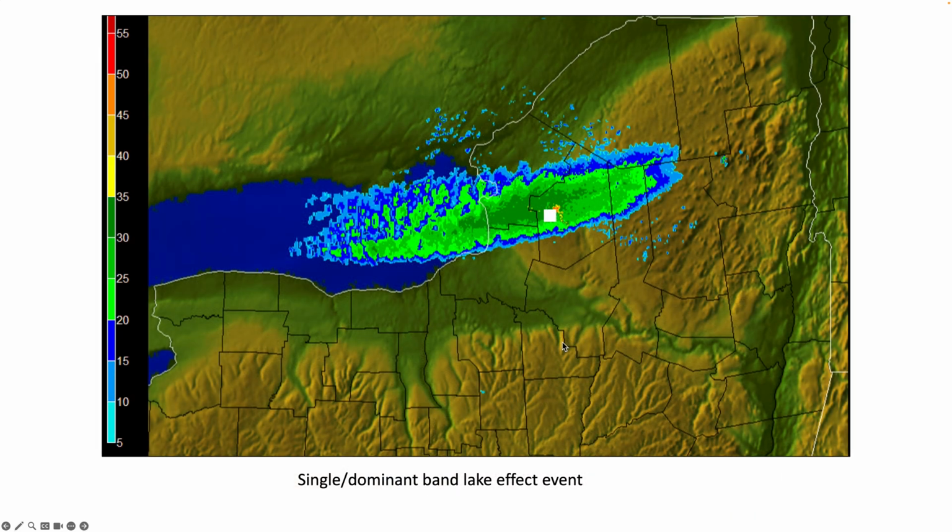Now, the other type of lake effect is a single or a dominant band lake effect event. And you can see that on radar, this looks very, very different than multiband. So what we have now is a single band, in this case coming off of Lake Ontario. This square right here is the location of the Montague, New York National Weather Service Doppler radar. So this is just basically Doppler radar, base reflectivity, showing a single dominant band coming off of Lake Ontario. And you can see that the reflectivities here are upwards of 30-35 decibels.